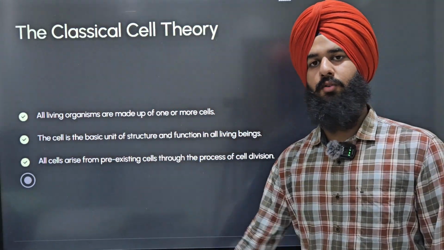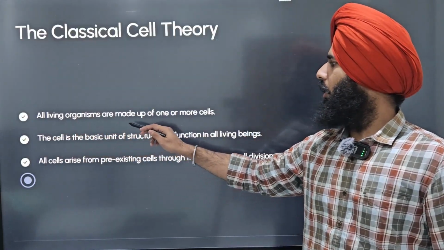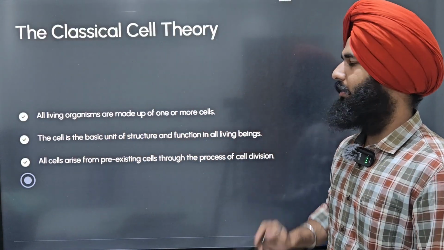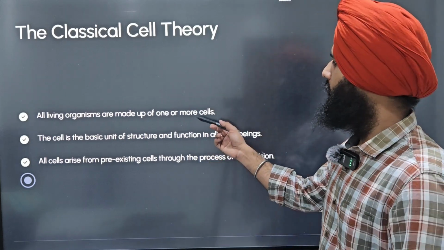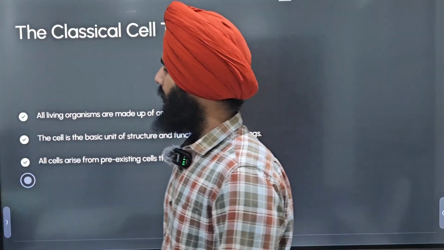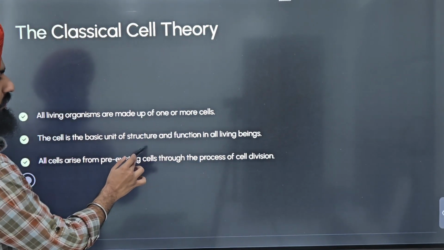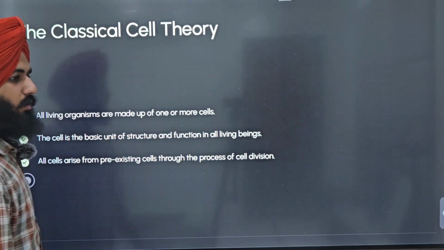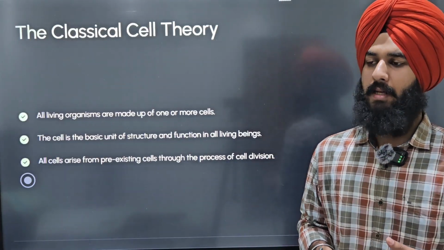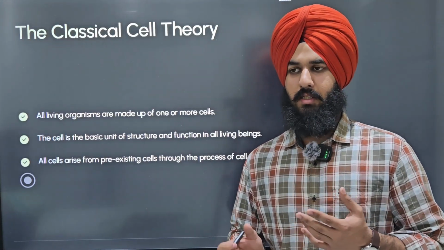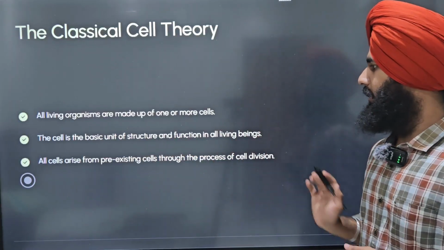So this gave birth to the classical cell theory, which stated that all living organisms are made up of one or more cells. So all living organisms, be it plants or animals, are made up of one or more living cells. The cell is the basic unit of structure and function in all living beings. So this is the most basic part of human structure. For example, humans have organs, and those organs are made up of cells.